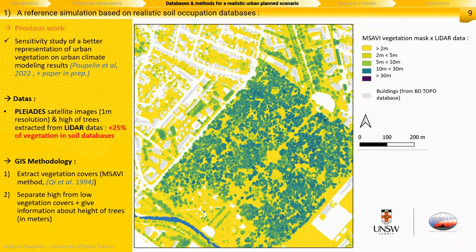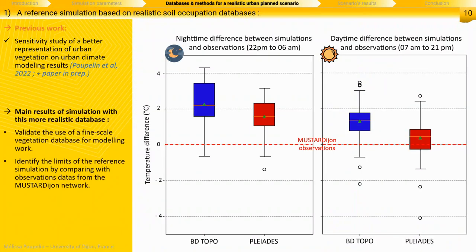This work is a sensitivity study of the TEB surface model to a better representation of the vegetation. And here you have a bit of the results. In blue, you have the modelization with only the BD Topo, and in red, you have BD Topo plus the vegetation database that we created. So we have results that are far closer to the MUSTARD Dijon observations.